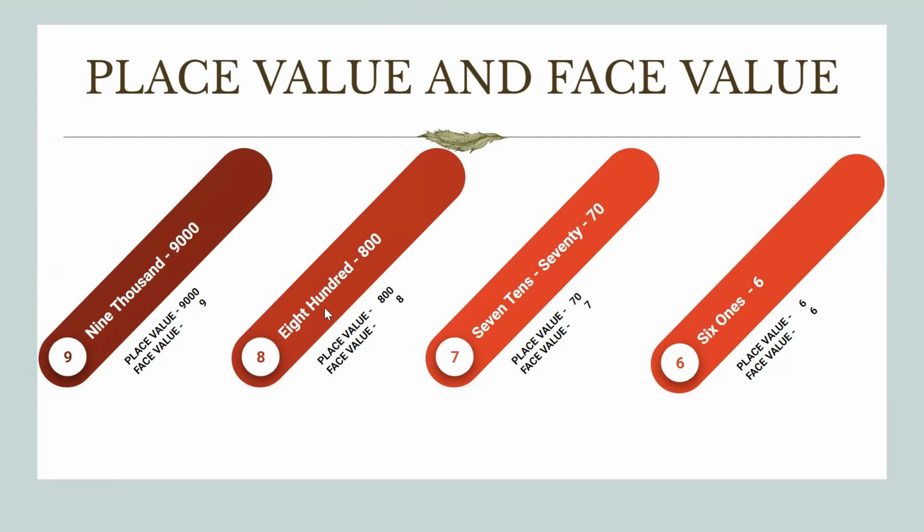Yes, similarly in the number 800, the place value becomes 800 along with the double zeros, because this is the value of the number, and the face value is the number itself, that is 8. Similarly in 70, face value is 7, and in 6 ones, there is no zero, nothing. Still, the place value is 6 and the face value will also be 6 because it's the number itself.